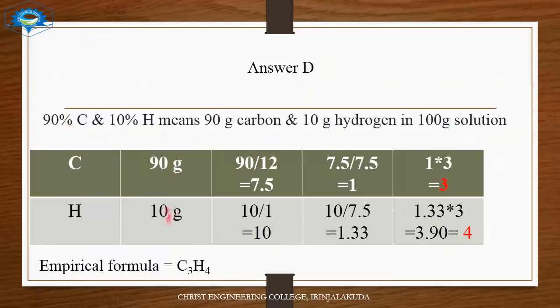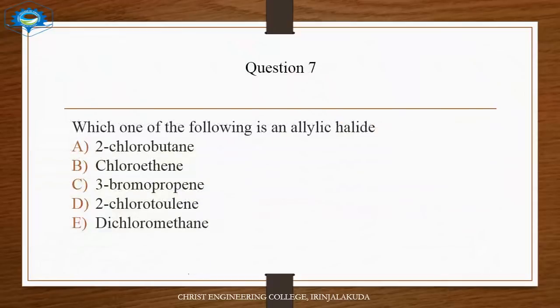First consider the gram weight from percentage, then divide the gram weight of each atom by its atomic mass. Select the smallest number among the atoms, then divide by that smallest number and convert into integers by multiplying with a number. So here in the case of carbon it is 3, hydrogen it is 4. So what will be the empirical formula? Directly we can write C3H4.